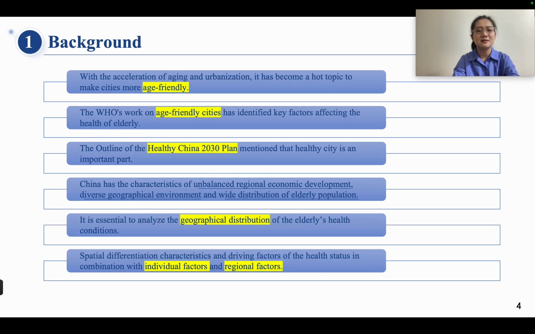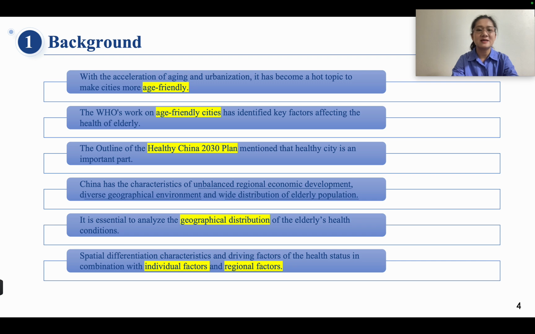Research background. With the acceleration of aging and urbanization, it has become a hot topic to make cities more age-friendly. The WHO's work on age-friendly cities has identified key factors affecting the elderly's health. The outline of the Healthy China 2030 plan mentioned that a healthy city is an important part.